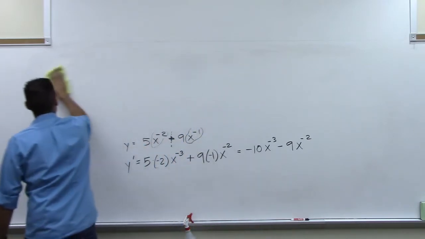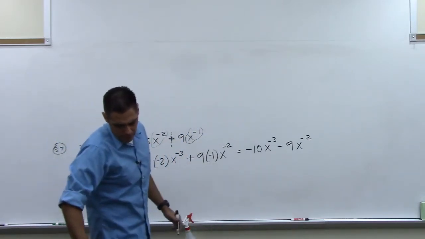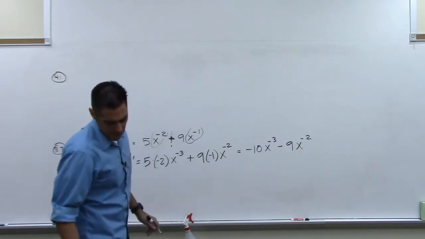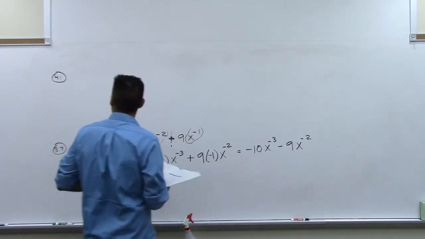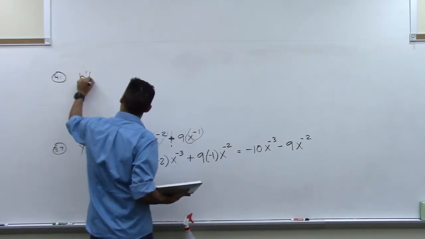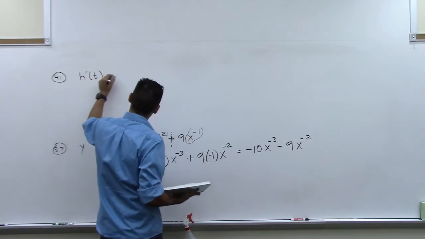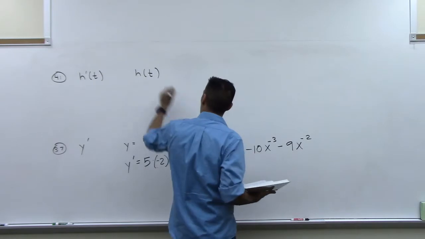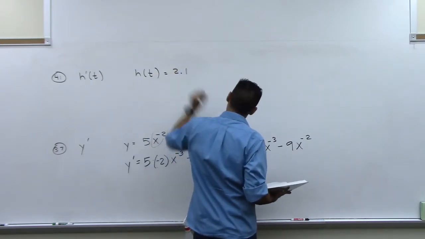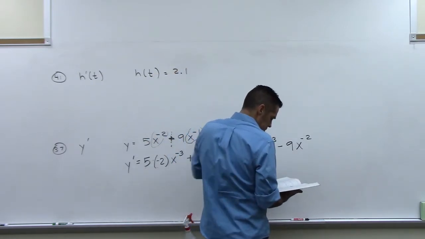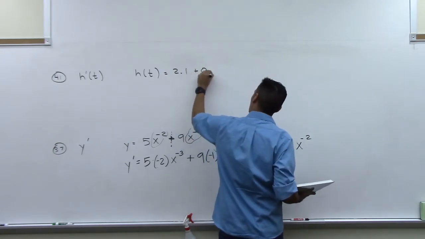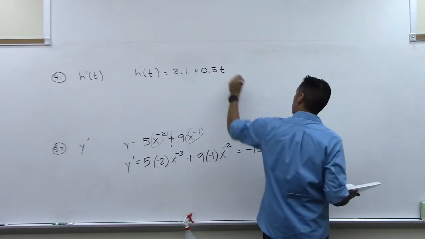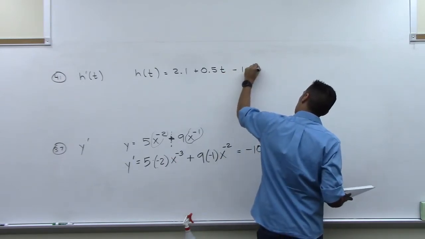Moving right along. Going along to number 41. Okay, number 41. I want h prime of t. And they give you that h of t is 2.1 plus 0.5t, and then minus 1.1 t cubed.